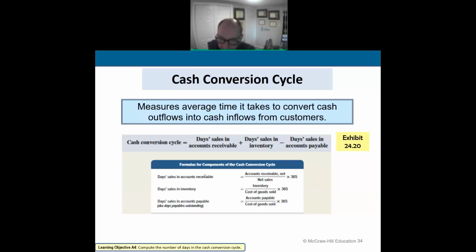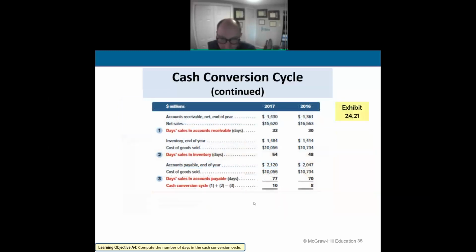It tells you how long it takes to get the cash coming in and out from your customers. That's the whole point of the conversion cycle. It gives you an average. It's used to some degree in the real-life practicality of things, but not always that easy.